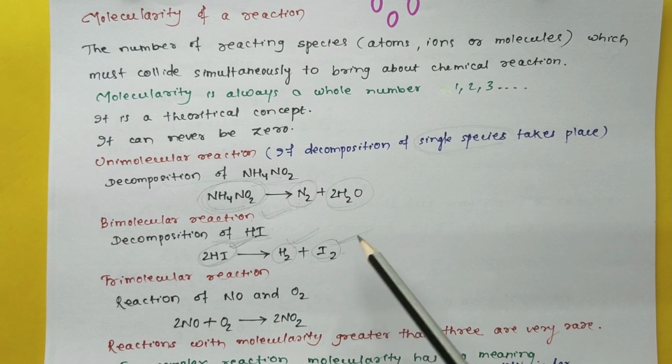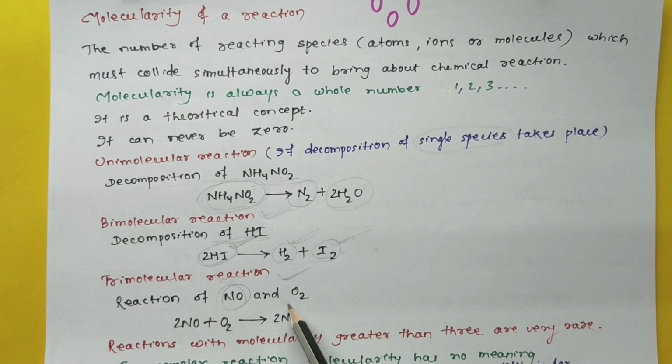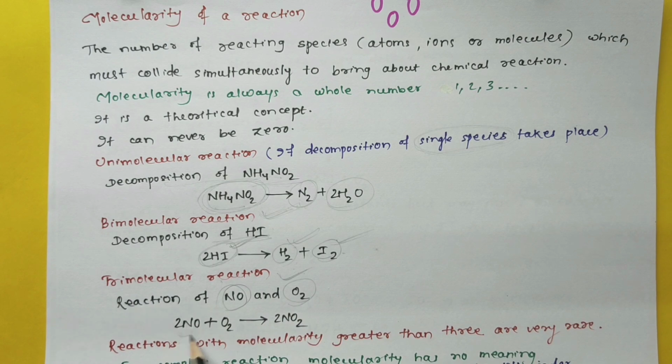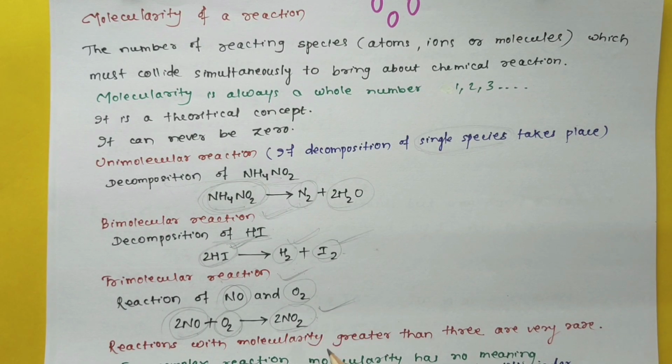Iodine. Next is trimolecular reaction. What is trimolecular reaction? The reaction in which three molecules or three atoms or three ions may take part to form the product. For example, a reaction between nitric oxide and oxygen. You see here, two molecules of nitric oxide react with one molecule of oxygen to form what? Two molecules of nitrogen dioxide. So this is a trimolecular reaction.